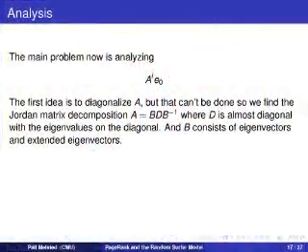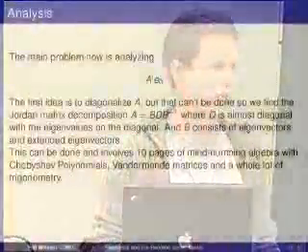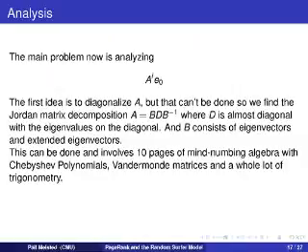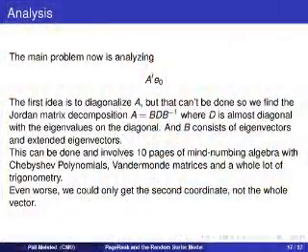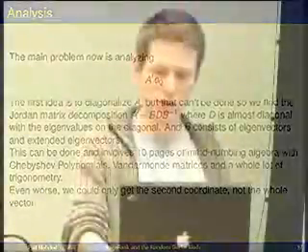Well, initially we had tried to do this with linear algebra, tried to diagonalize A. And it turns out we could find all the eigenvalues, but it wasn't diagonalizable. So we could find the Jordan matrix decomposition, eigenvectors, extended eigenvectors. It's about 10 pages of mind-numbing algebra and polynomials and Vandermonde matrices and an insane amount of trigonometry. But we could only get the second coordinate, so it really wasn't that good.